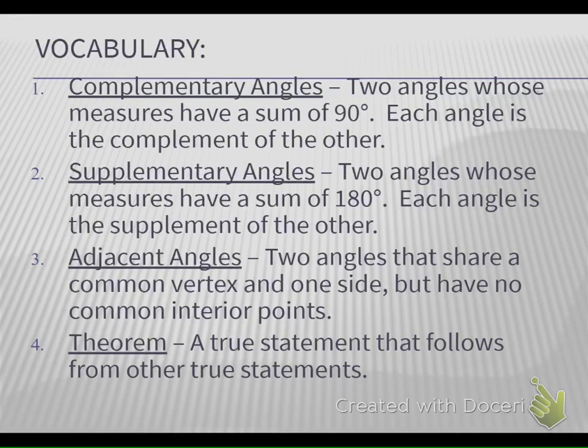We have supplementary, two angles whose measures have a sum of 180 degrees. What figure is 180 degrees? What type of angle is that? Yep, it's a straight line, straight angle. And so each angle is the supplement of the other. And then we have adjacent angles, two angles that share a common vertex and one side but have no other common interior points. I'll draw an example with that so you can see it when you go to mark this part down. I'll put it over here, I guess.